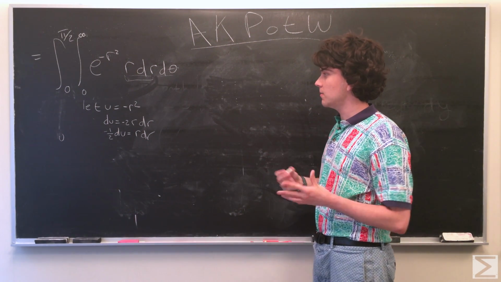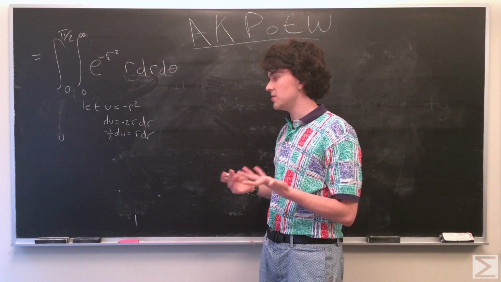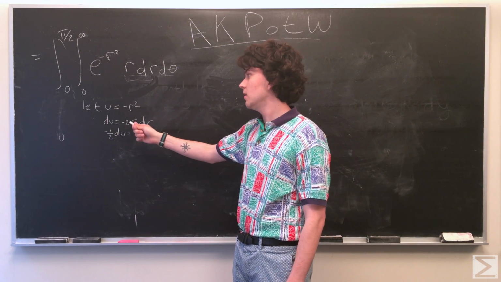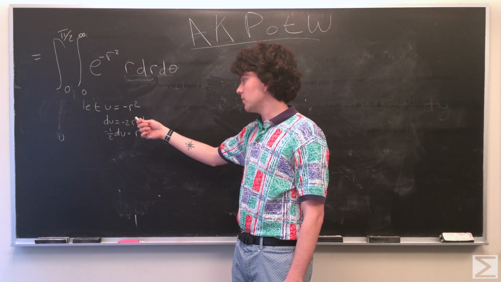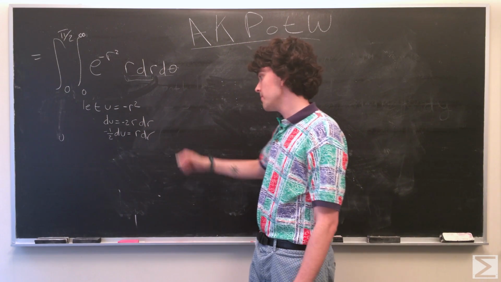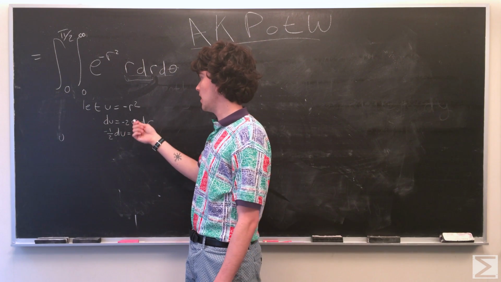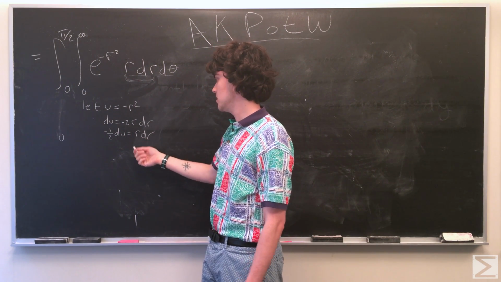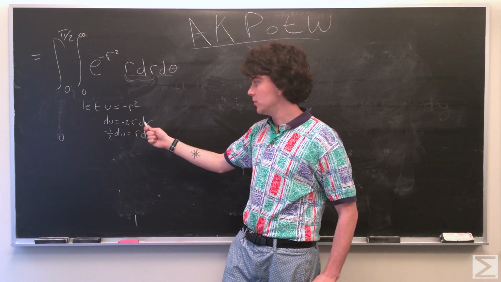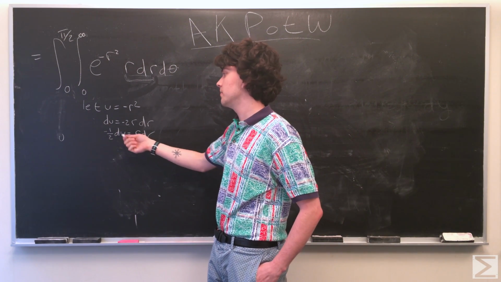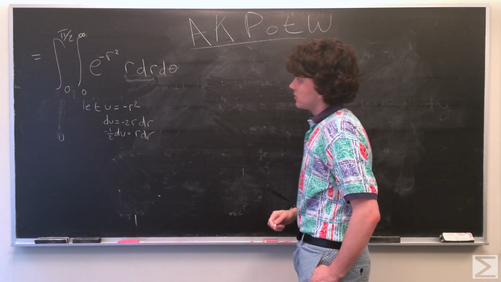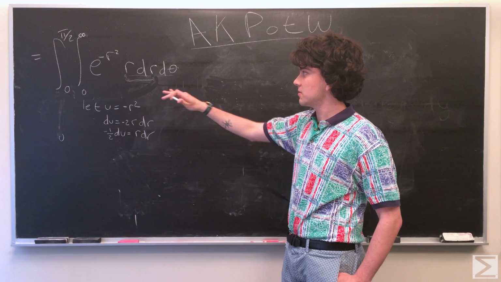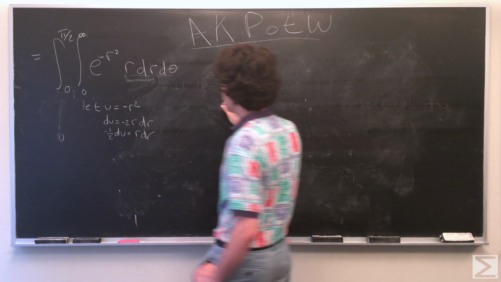Moving on. In order to actually evaluate this, we're going to use u-substitution, letting u equal negative r squared, and then taking a derivative with respect to r, we get du equals negative 2r dr. To make it mesh well with what we have here, we just move the negative 2 over, so we have r dr is equal to negative one half du. Now we can put that in and go ahead and evaluate our first iterated integral.